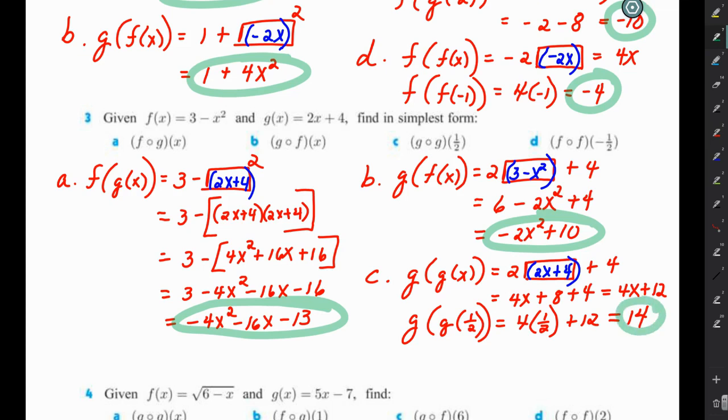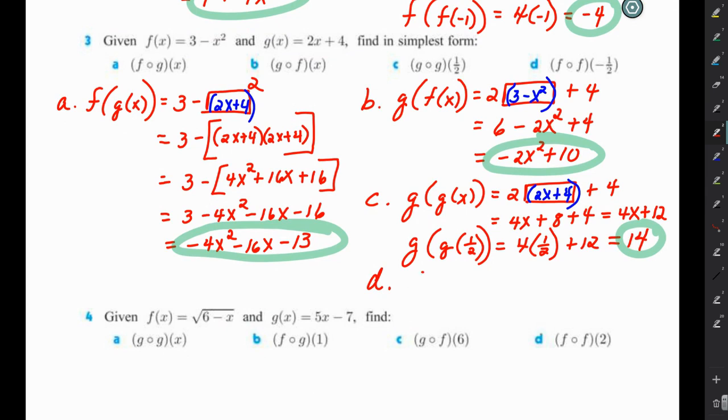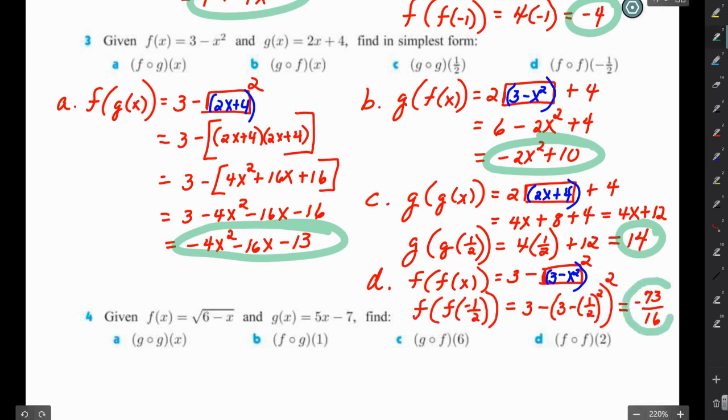Okay, and then last one, moving on to letter D. Not quite enough room here. Let's see. We want f of x first. Our lead function is f. Okay, leave a box. The inside function is also f. That's 3 minus x squared. Okay, at this point, I'm going to put in my negative 1/2. Final answer here is going to be negative 73 over 16.